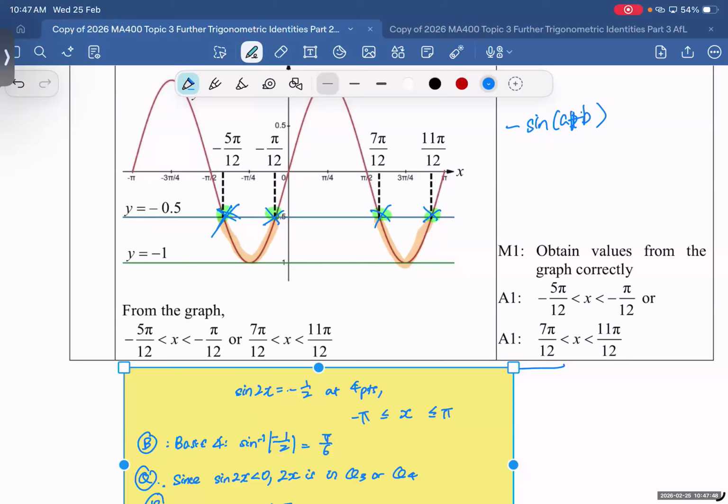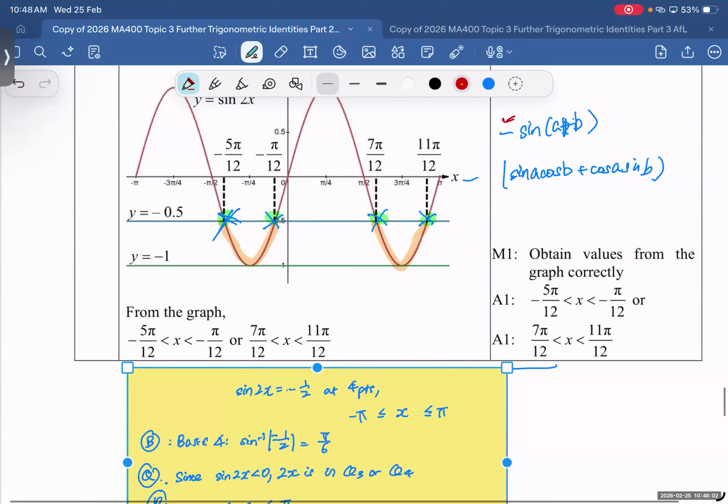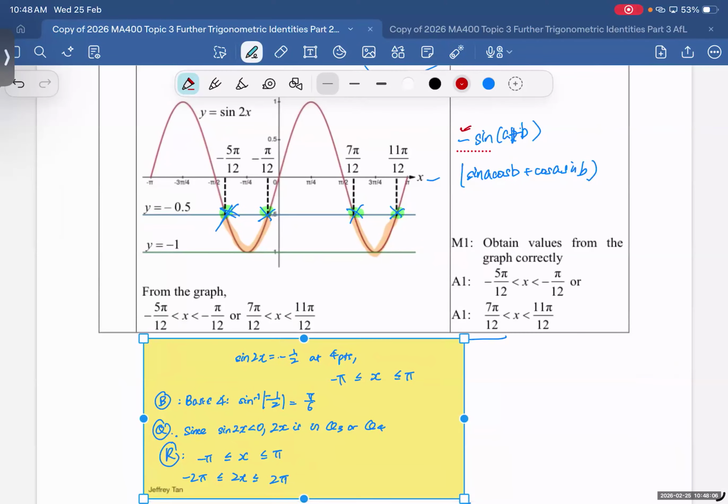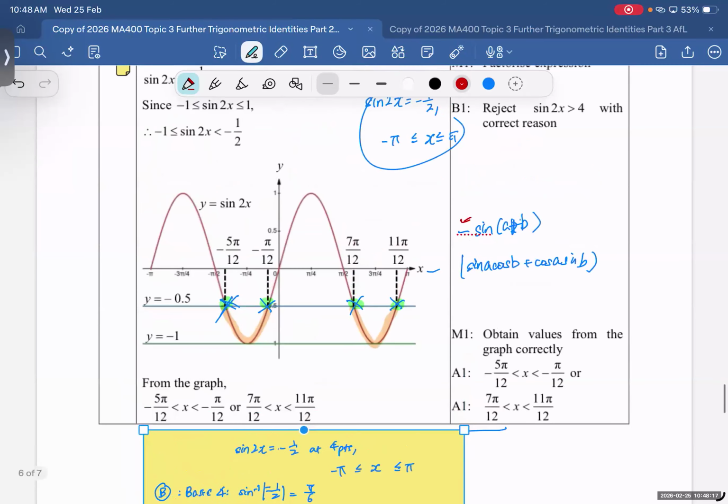So this negative will be like a coefficient. Okay, can Joshua go back and sit down? Oh, okay. Wait a moment.